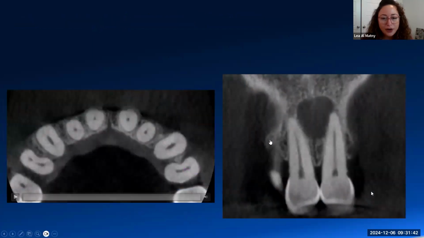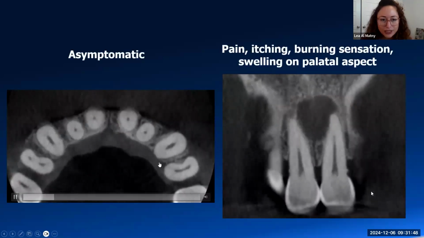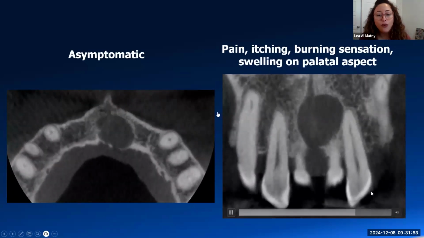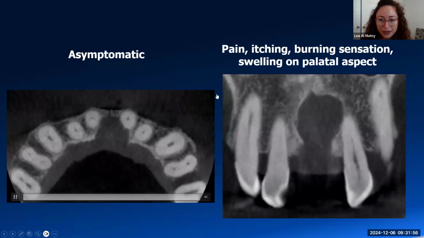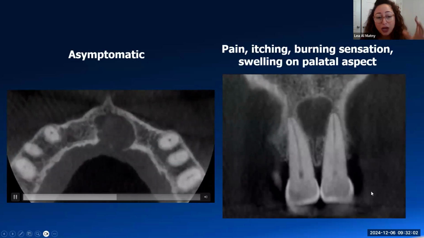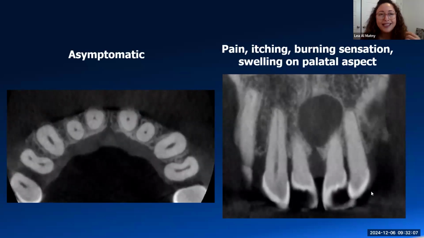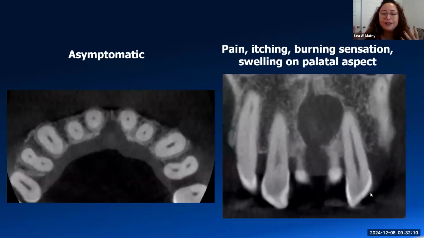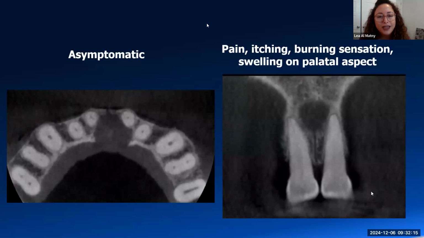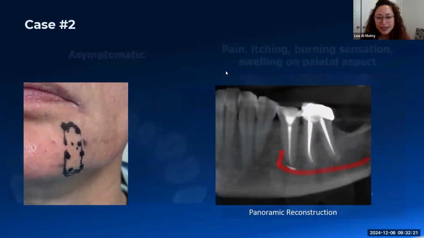So these are just other examples of an incisive canal cyst. And clinically, as we just talked about, it could either be completely asymptomatic, or some of the clinical symptoms that you might see patients are experiencing are just generalized pain, generalized discomfort, burning sensation within the palate, within the maxilla, and more often than not, they cannot tell where it's coming from. They can't really pinpoint it to number 8 or number 9. So these are the symptoms that should get you thinking about an incisive canal cyst.